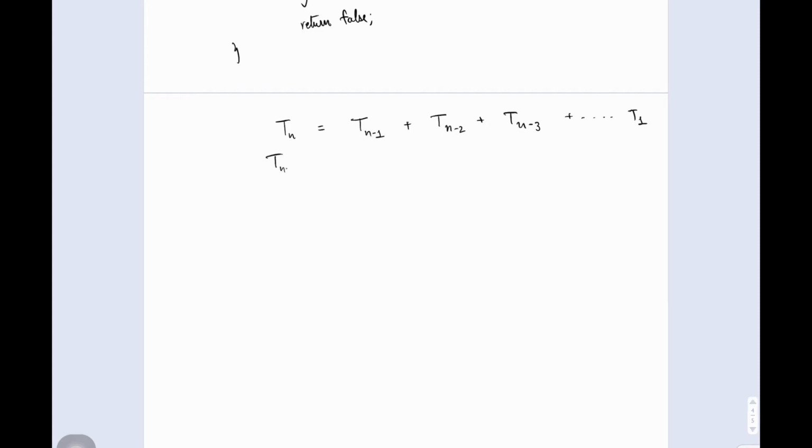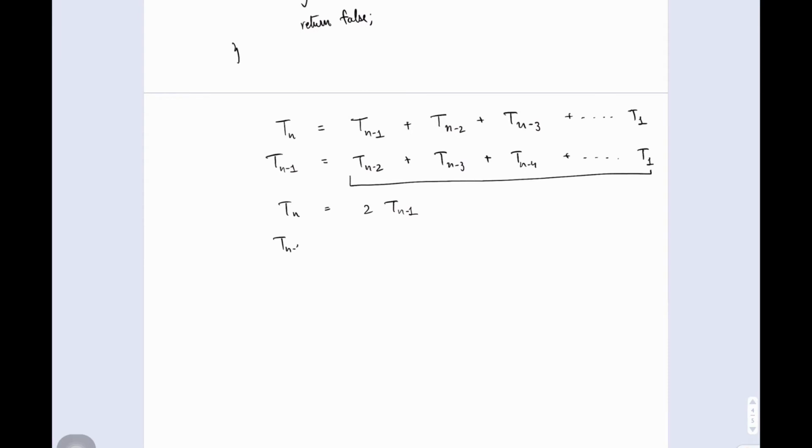I can write this as T of n minus 1 as T of n minus 2 plus T of n minus 3 plus T of n minus 4 and so on. So simple substitution in the previous statement gives us that T of n is twice T of n minus 1. Now how can we write this?